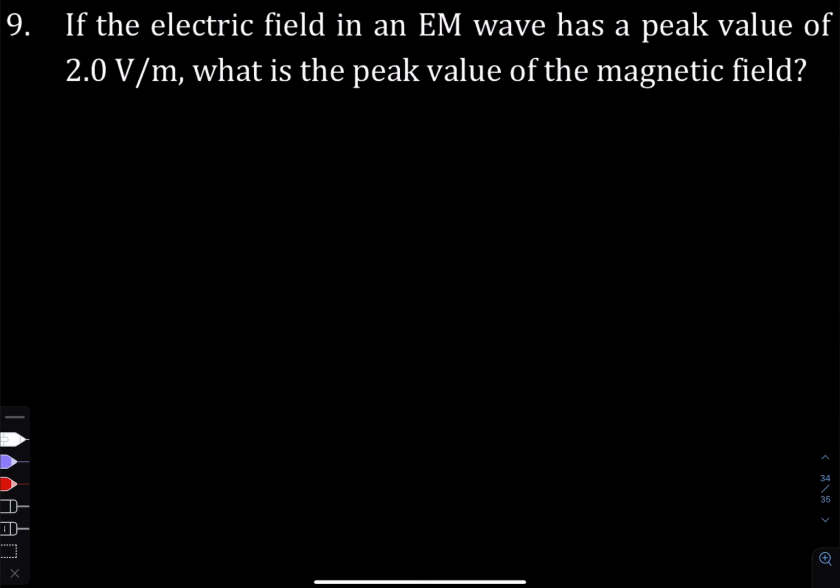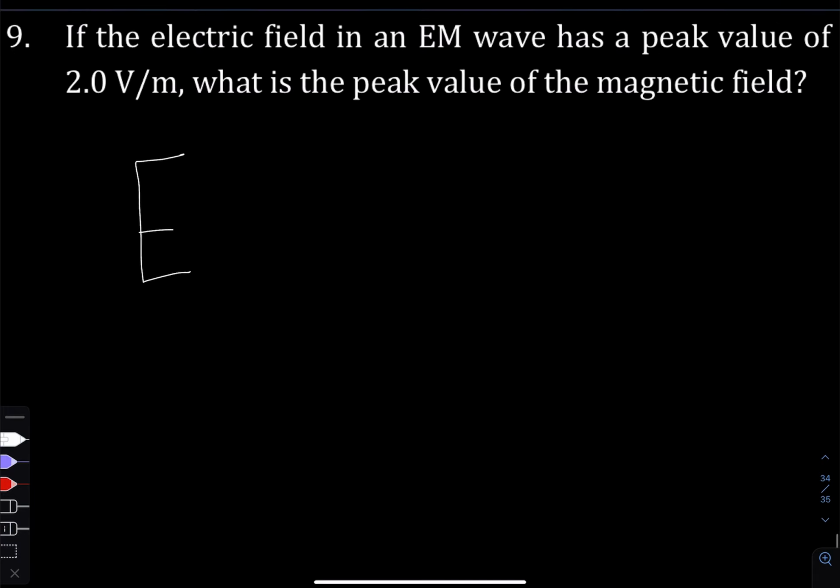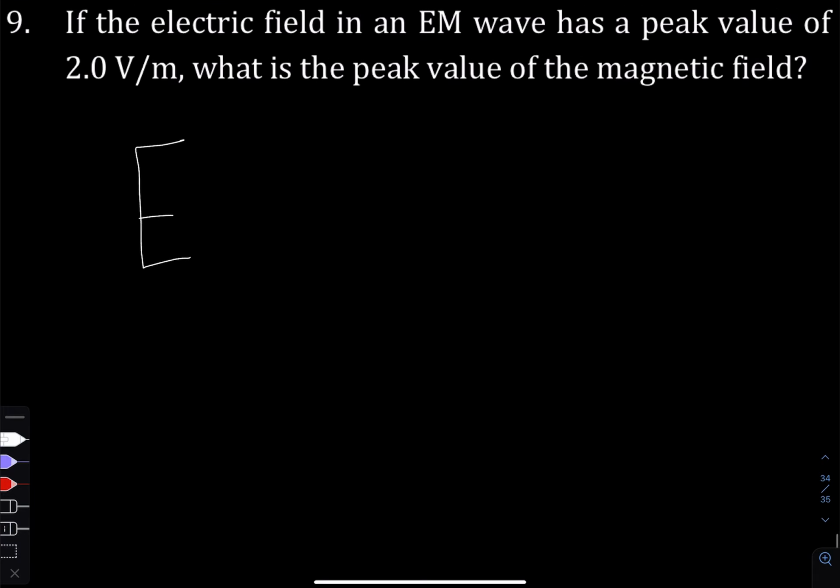If the electric field of an electromagnetic wave has a peak value of 2 volts per meter, what is the peak value of the magnetic field? This is an equation we haven't gone over. You can try and derive it through what we just did, but there's a very simple relationship between them. And it works like this. Electric field is equal to the speed of light times magnetic field.